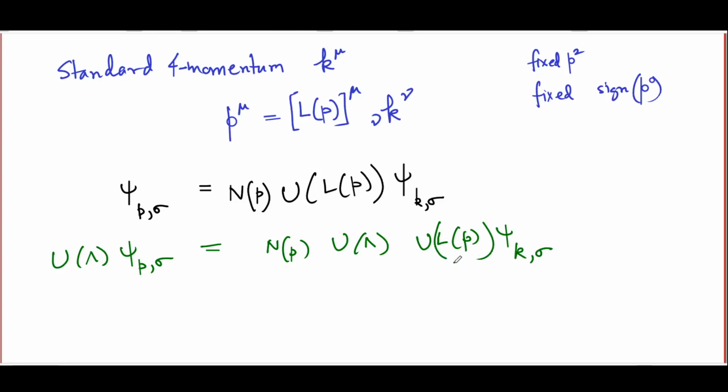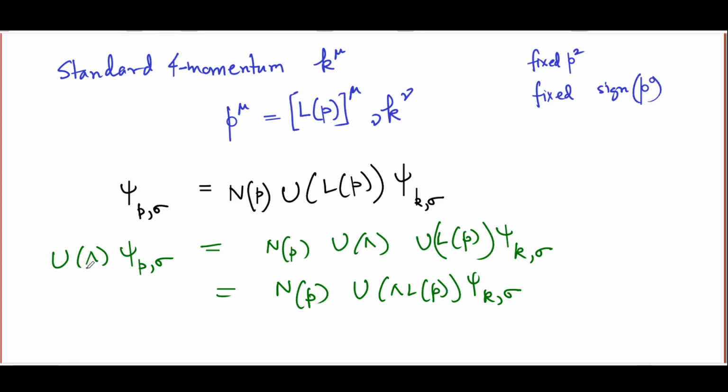First, the standard Lorentz transformation L_P, then the Lorentz transformation whose action you are worried about. So this, of course, is U of lambda L_P acting on psi K sigma. Just to check, what does lambda L_P do to K? L_P changes K to P, and lambda after that changes it to lambda P. So we end up with a state with a final momentum lambda P, as we should.